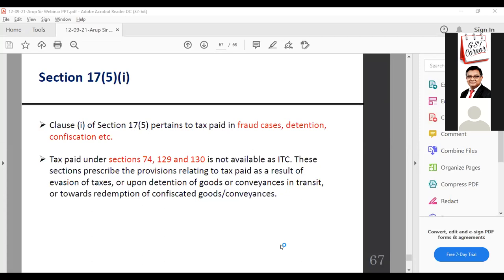So in that case, when I am raising the invoice to the particular person, maybe that person cannot avail the ITC on that because it is blocked by Section 74, the tax paid under Section 74, and because it is not a tax which I have paid in the normal situations. So with this, I'll go to the next slide.